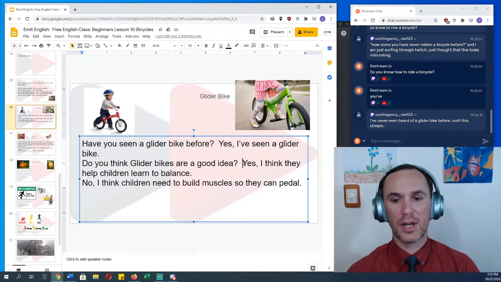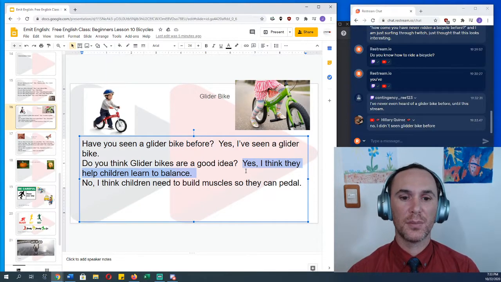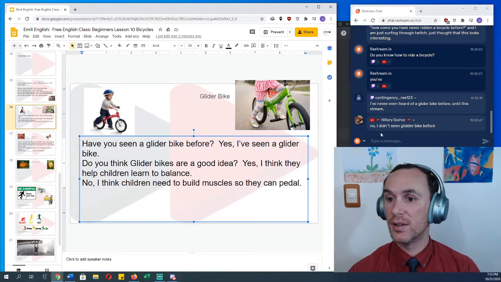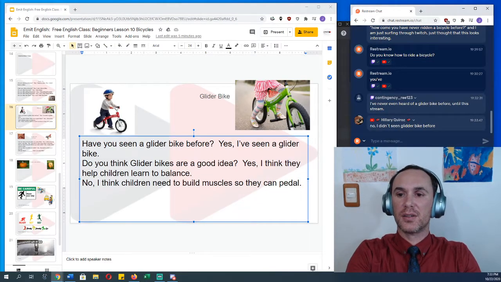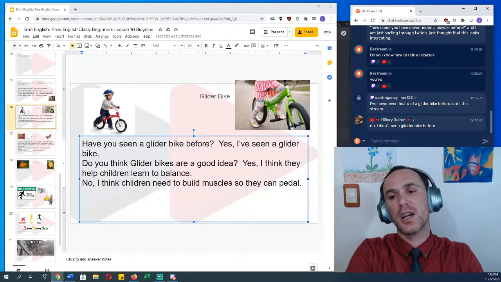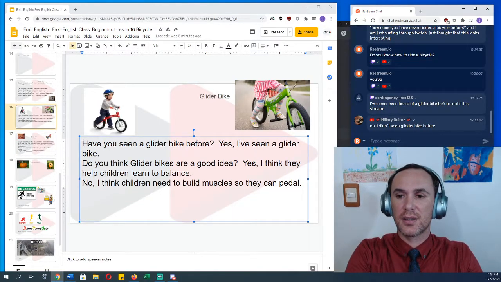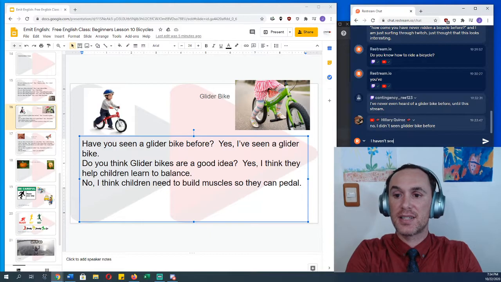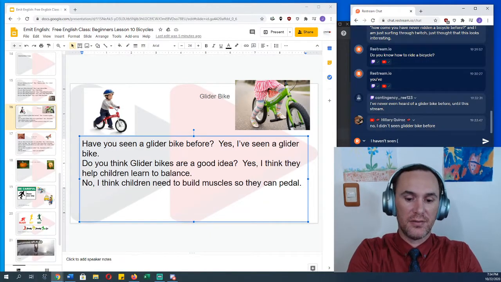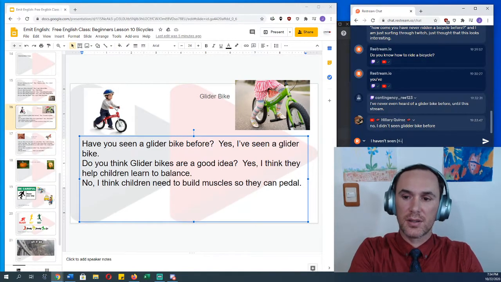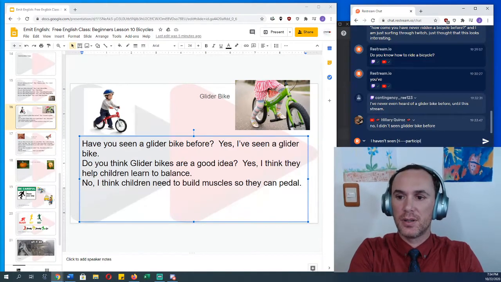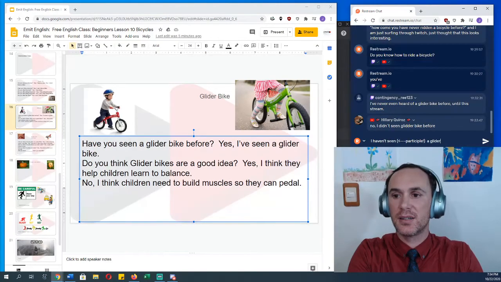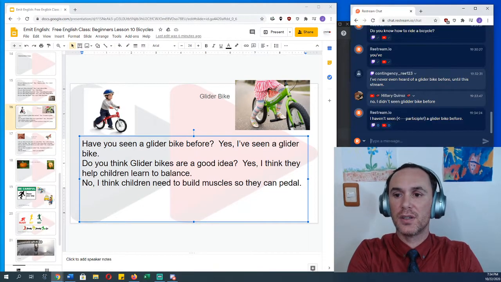One thing I wrote out for an answer is yes, I think they help children learn to balance. Oh, very good try, Hillary. Good, good. I'm glad to see that you're trying to use the word didn't. That's excellent. We are going to use that perfect tense here. I haven't seen. Now this was perfect. Very good job. You used the participle. I haven't seen a glider bike before. Very good.